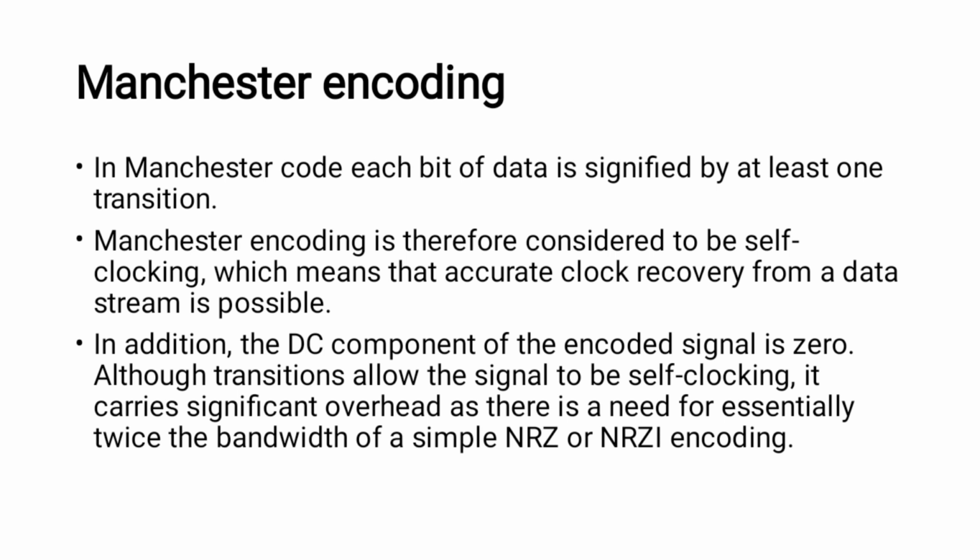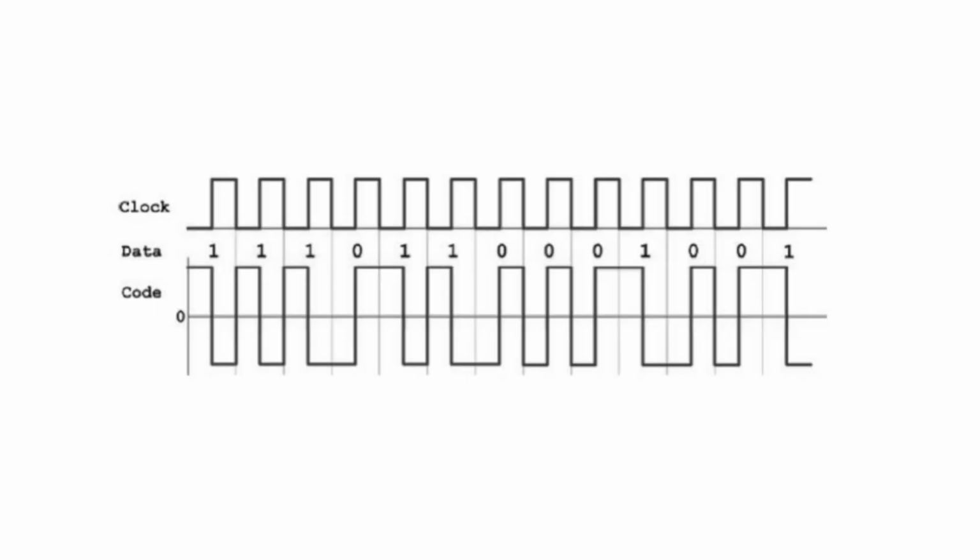And compared to the bandwidth of simple NRZ and NRZI encoding, Manchester encoding is somewhat better. So this is Manchester encoding. I hope you understand unipolar NRZ, unipolar RZ, Manchester encoding and the properties of line codes. Thank you.